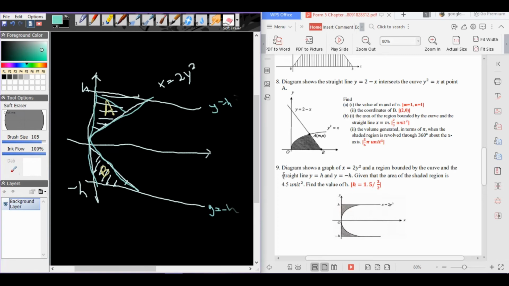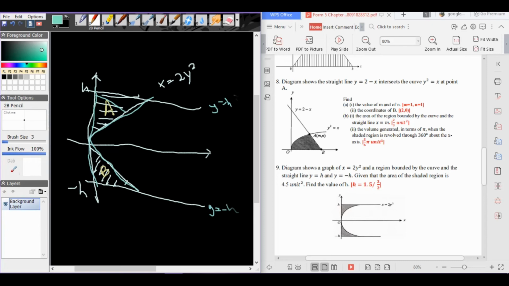Number 9. The diagram shows the graph of x equals 2y squared. This is the graph x equals 2y squared, and the region bounded by the curve and the straight lines y equals h and y equals negative h. Given that the area of the shaded region is 4.5 units squared, find the value of h.